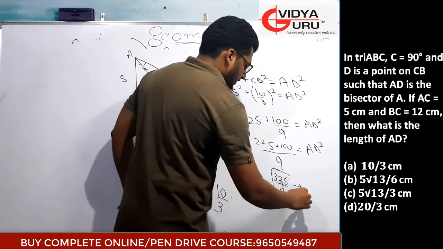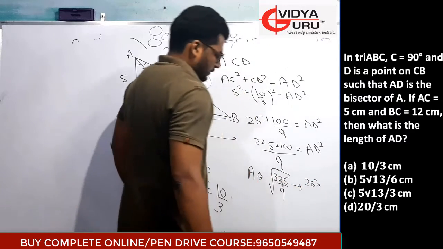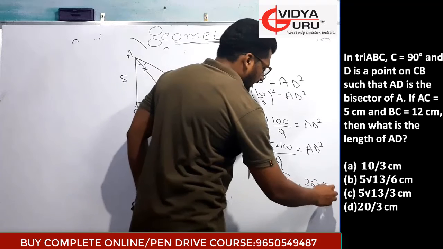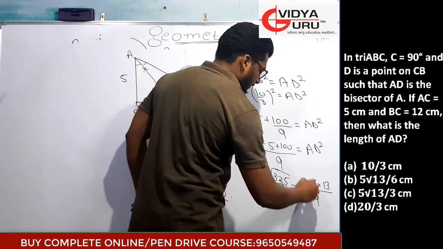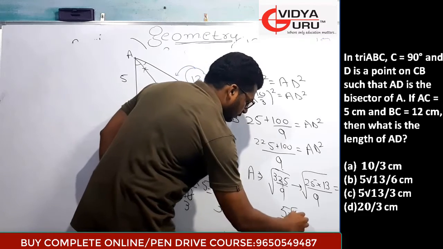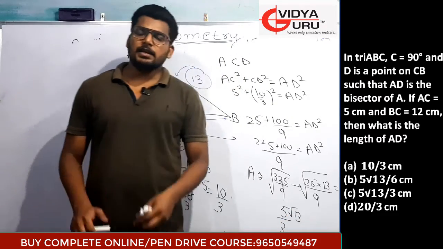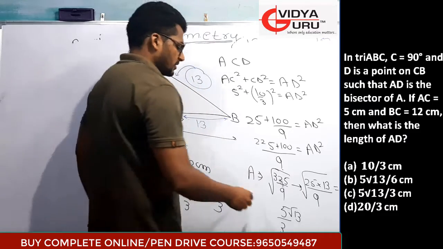I can write it as 25 into 13 by 9. 25, 5 will come outside, 9, 3. Then what will be the answer? 5 root 13 by 3 is the correct answer of this question, which is option number C.